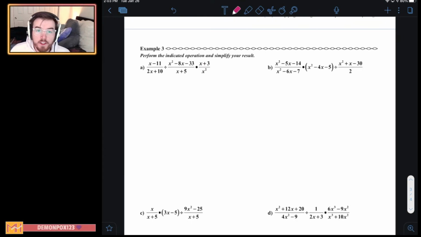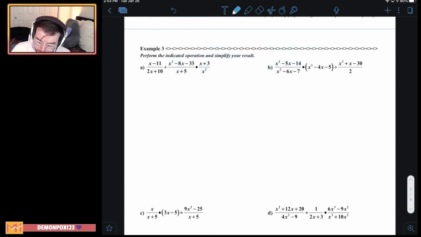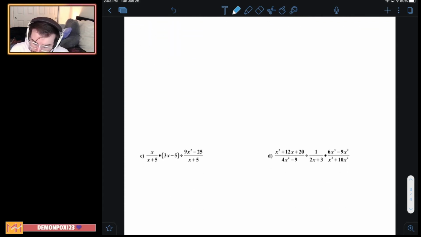All right. For the sake of time, these are rather repetitive. Here, it's just three things being multiplied and divided together. Just stay on top of what is division and what is multiplication and take care of business. Is there one that looks harder than all the others?